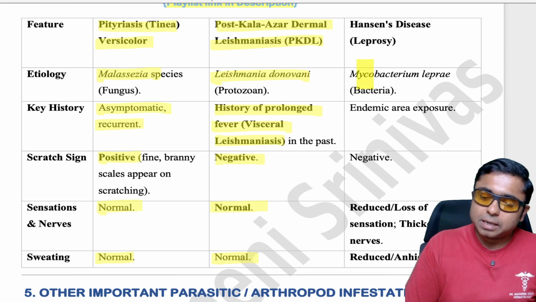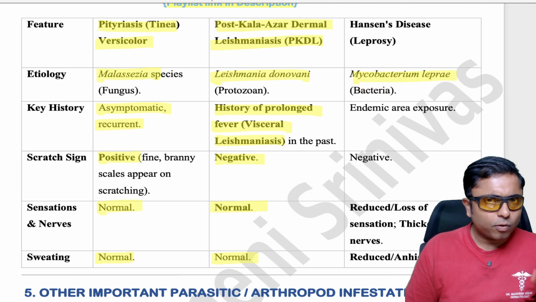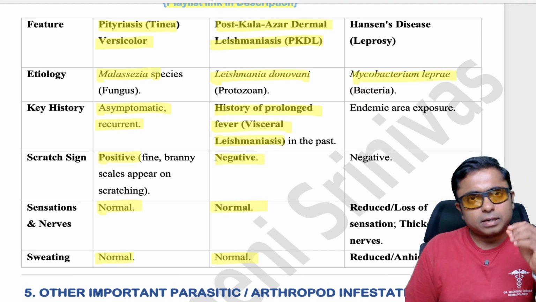Coming to lepromatous leprosy, here the organism is M. leprae. We have already discussed Hansen's disease in a separate video.